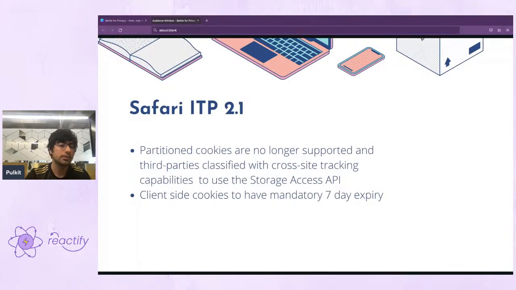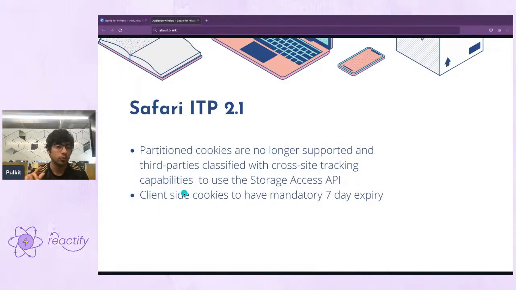Now let's come to Safari ITP 2.1. So it says partition cookies are no longer supported, and third parties classified with cross-site tracking capabilities have to use the storage access API. And a very important point is client-side cookies have a mandatory 7-day expiry, or a 7-day cap. So I'll start with the second point first.